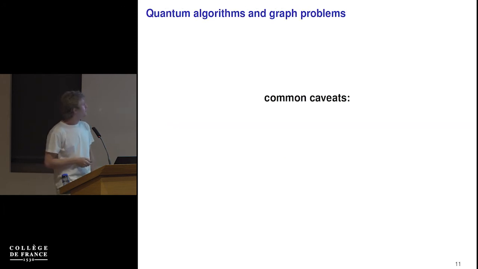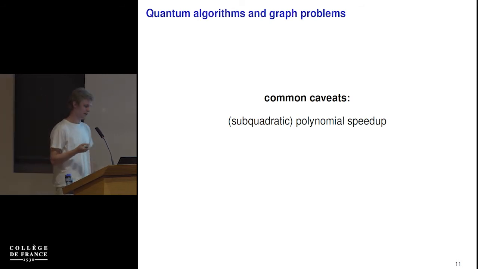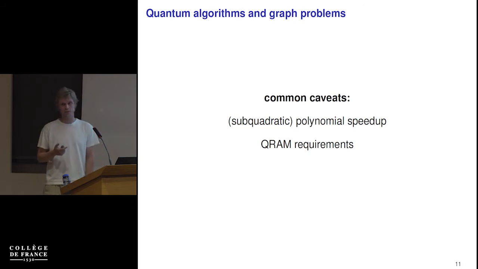Now, I already mentioned some common caveats which arise when you talk about quantum algorithms and graph problems, at least the types of quantum algorithms that I'll be talking about. One of them is that the types of speedups that we can get are typically polynomial and often even subquadratic. So I already mentioned this Grover-type speedup that we can get for evaluating the OR function, which is a quadratic speedup. Now, in many problems, we actually get even just a subquadratic speedup. And the second one is the QRAM requirements.